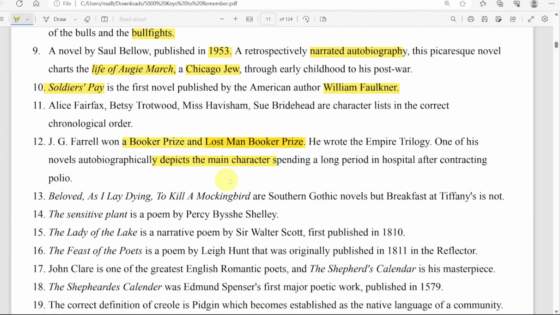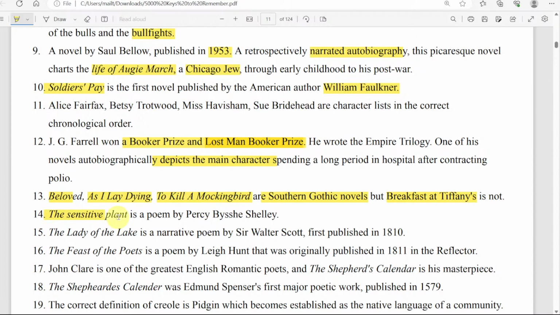Anyway, Beloved, As I Lay Dying, To Kill a Mockingbird, these are all Southern Gothic novels, but Breakfast at Tiffany's is not. So you just have to remember that Beloved, As I Lay Dying, and To Kill a Mockingbird are all Southern Gothic novels.